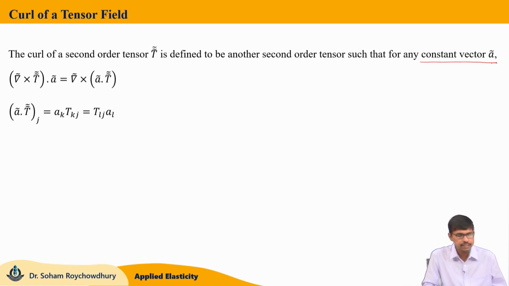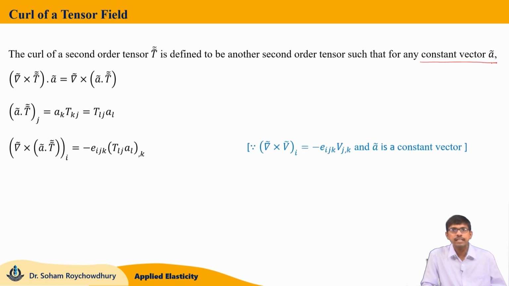Now, if you consider A dot T, the jth component is written as A_k T_kj, which is equal to T_Lj A_L. Here I am changing the name of the dummy index k to L. Thus, (A dot T)_j will be T_Lj A_L. Now, we are going to take the curl of this vector. So, this is a vector quantity.